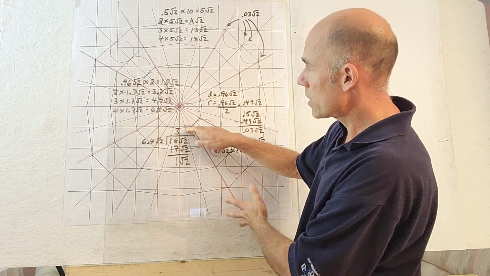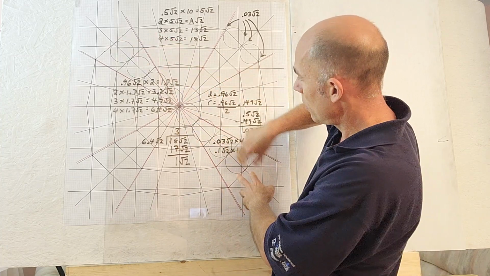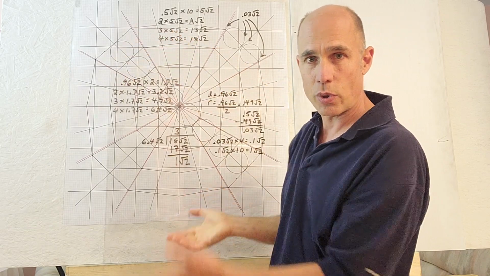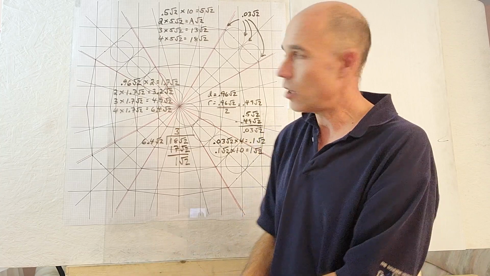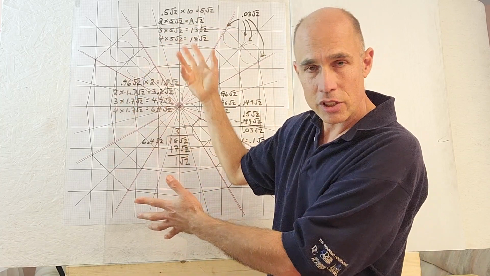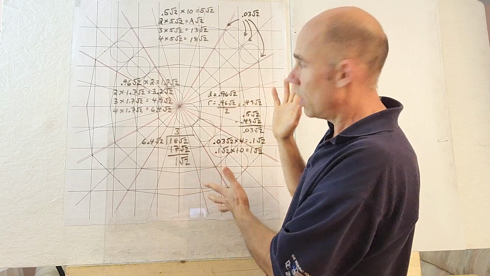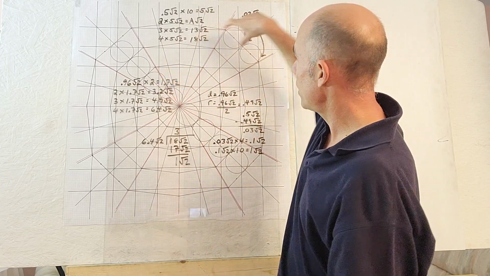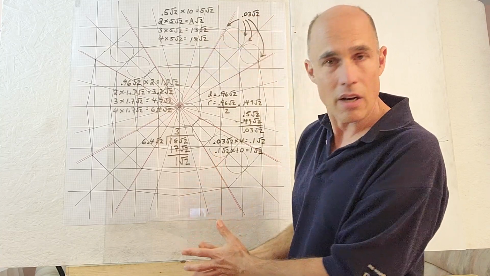So 3 times this section, now we've got 8 of these units, or 8 of these circles, so 8 times 3 is 24, speaking in base 10 now, and we've got 12 sections, so 24 divided by 12 is 2. So 2 of these circles are going to fit into each section of the dodecagon.